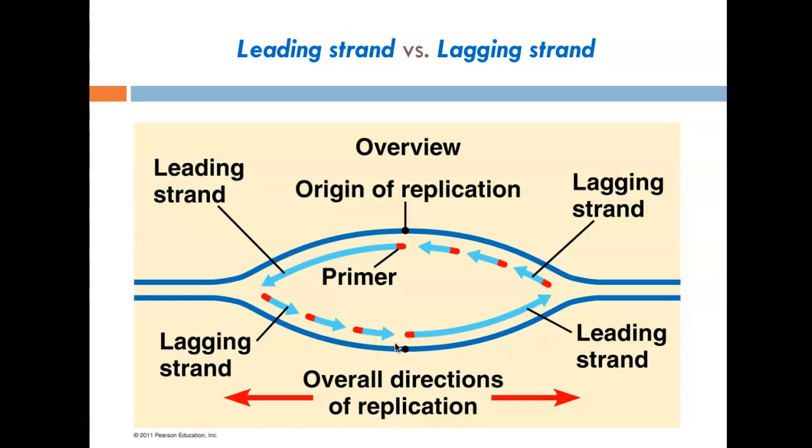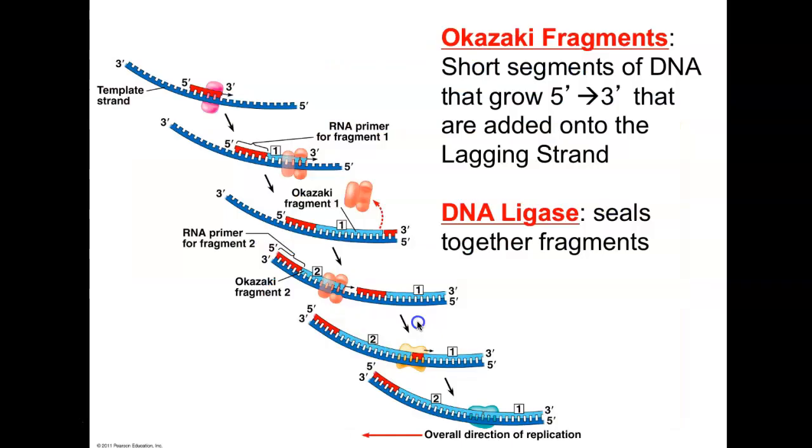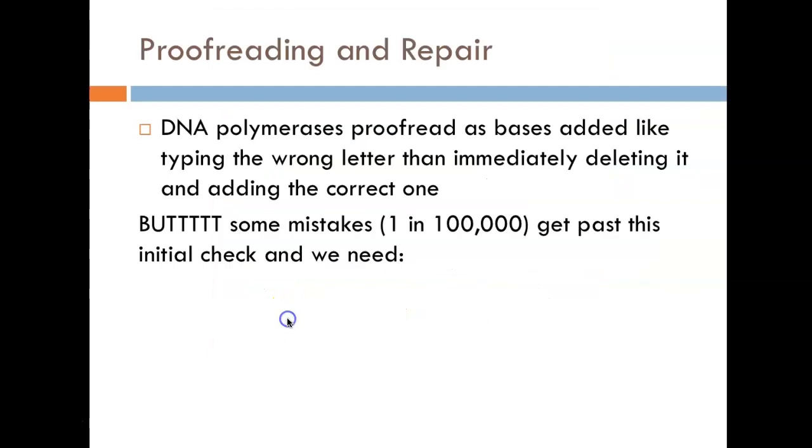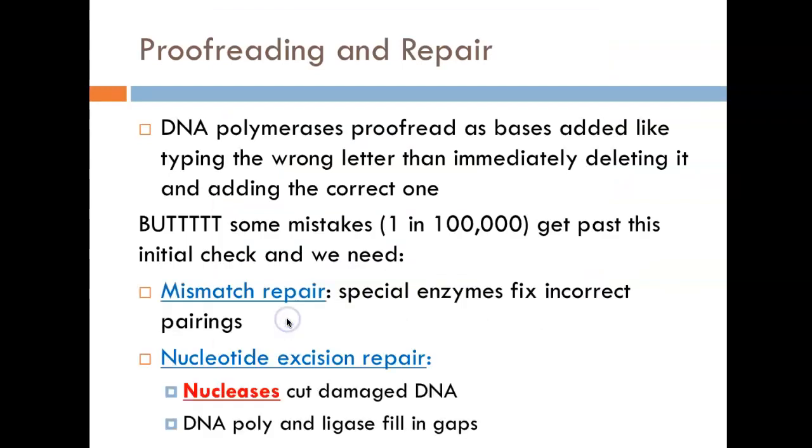All right, what is involved in proofreading and repair of DNA? I think it's just important to know that DNA polymerase proofreads and corrects as it goes. Then other enzymes come in and also proofread and correct. And I think that's really all you need to know. A nuclease is an enzyme that cuts out damaged DNA, and then DNA polymerase and ligase are going to fill in the gap. So it's just making corrections.